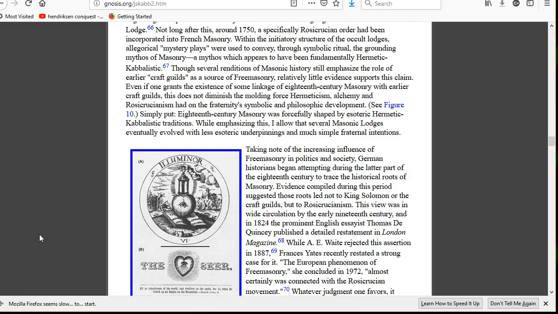Even if one grants the existence of some linkage of 18th century masonry with earlier craft guilds, this does not diminish the molding force Hermeticism, alchemy, and Rosicrucianism had on the fraternity's symbolic and philosophic development. I find that to be extraordinarily fair on his part. Again, I don't believe for a second that this is spawned from honest, talented craft guilds whatsoever. Simply put, 18th century masonry was forcefully shaped by esoteric, hermetic, Kabbalistic traditions. While emphasizing this, I allow that several Masonic lodges eventually evolved with less esoteric underpinnings and much simpler fraternal intentions.